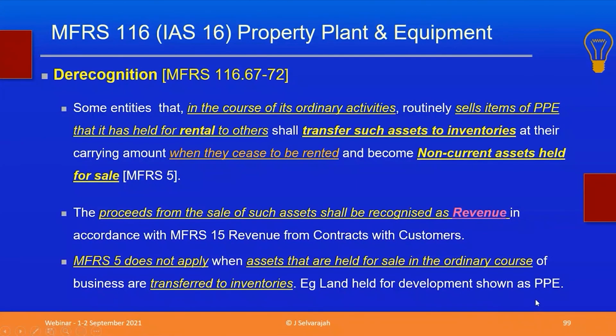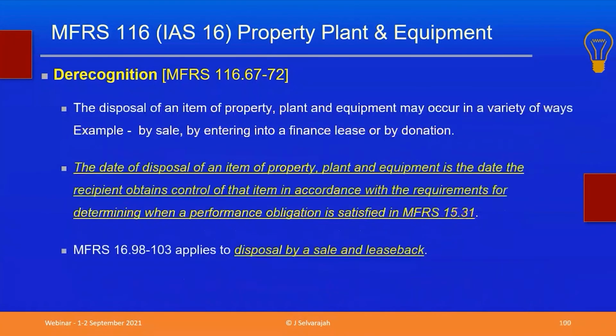Now, land held for development shown as PPE, all right? Those will be land held for development. So land held for development is a non-current asset. Or when you develop it into houses, then you have land and development expenditure, which becomes inventory. And when you sell those houses, it's part of revenue. It does not say that when I sell land held for development, it is assets held for sale. No, there is a difference here.